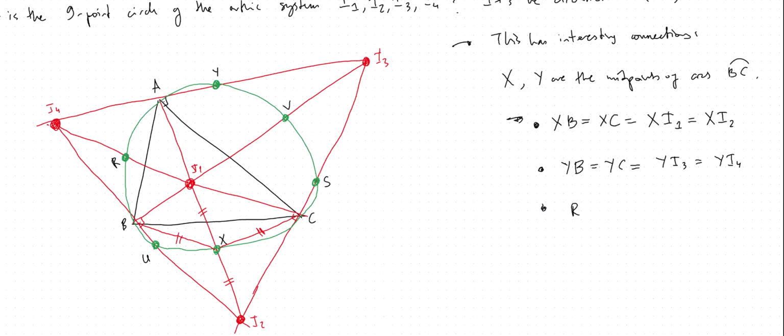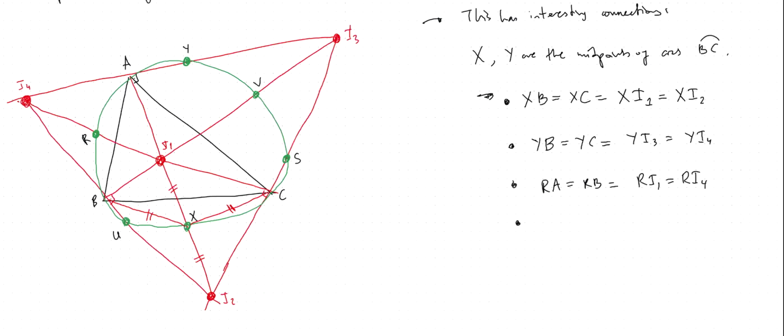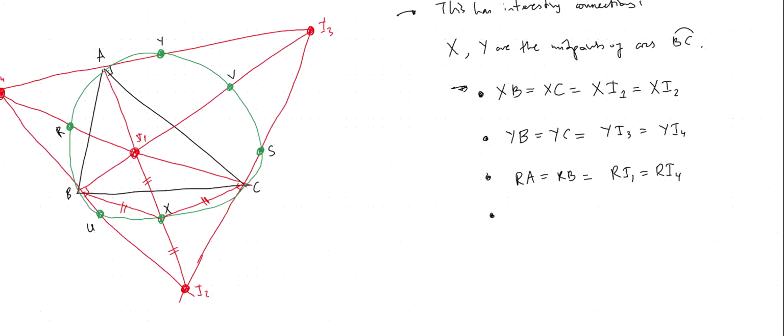So it's the midpoint of arc AB. So RA equals RB. And this red line goes through I1 and I4. S also goes through C. So S goes through C, I2, and I3. Since it goes through C, it is the midpoint of arc AB. So I can write SA equals SB equals SI2 equals SI3.